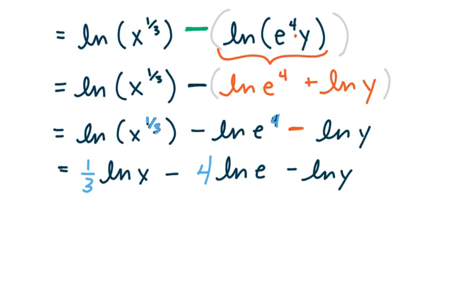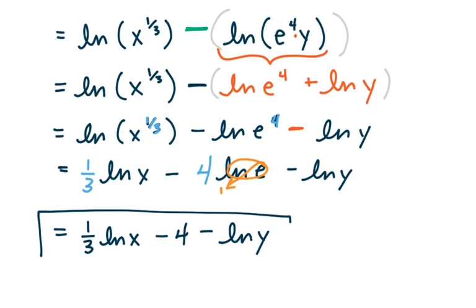And we have one last piece that we can simplify. We know that the natural log of e, since the base and the argument match, is going to turn into a 1. So my final answer here is 1/3 natural log of x minus 4 minus the natural log of y. And this strategy is really helpful for us when we get to calculus and we start having to take derivatives of logarithmic expressions. Because if I expand it and I have all these little terms, then it's very easy for me to deal with.